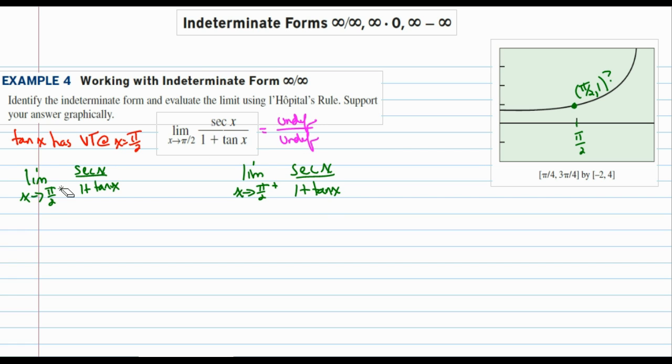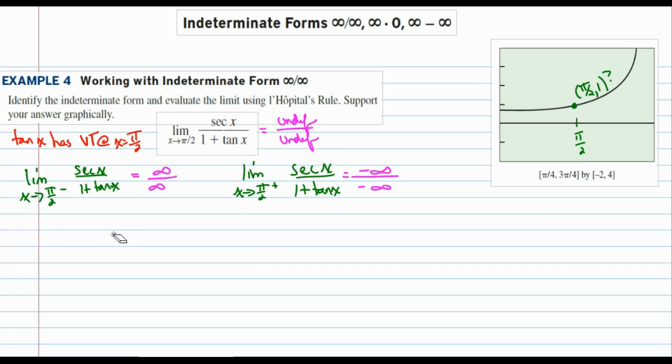So if I plug in pi over 2 coming in from the left, I'm looking at values less than pi over 2, so quadrant 1. In quadrant 1, secant and tangent are both going to be positive, so I'll get infinity over infinity. Now, coming in from the right, the limit as x approaches pi over 2 from the right, now you're looking at values in quadrant 2, so secant and tangent are both negative, so I get negative infinity over negative infinity. So the indeterminate form here that I am dealing with is infinity over infinity.